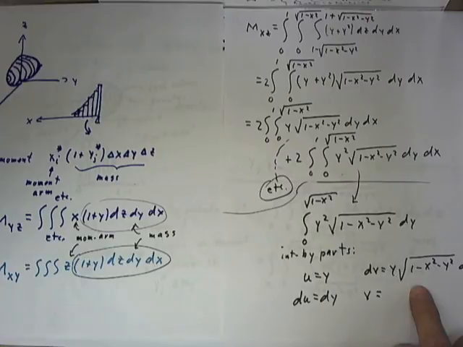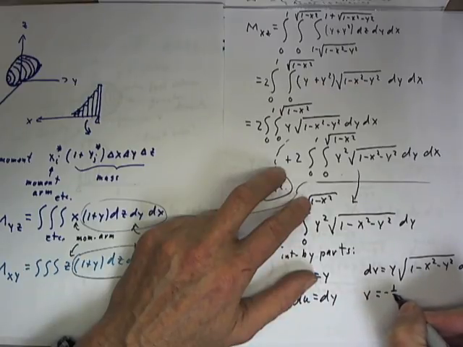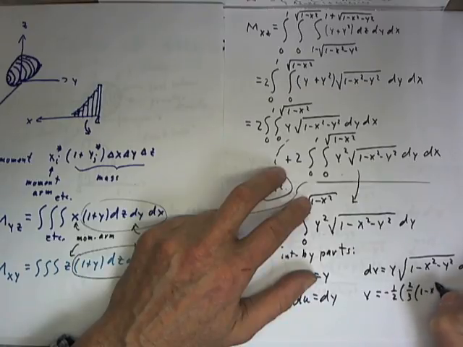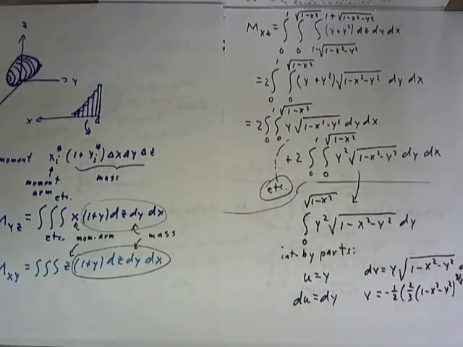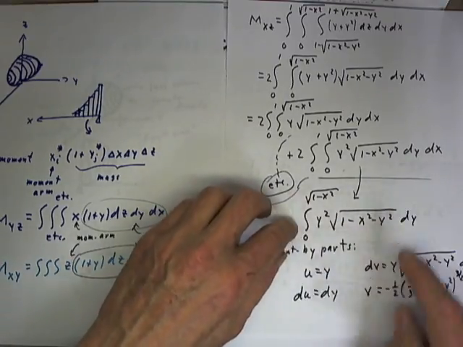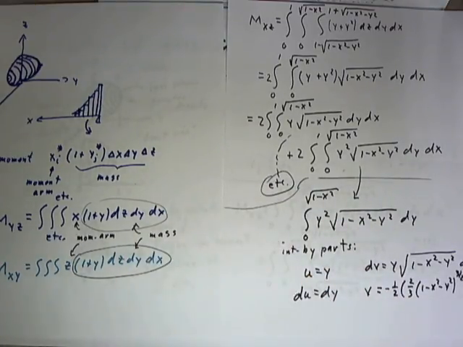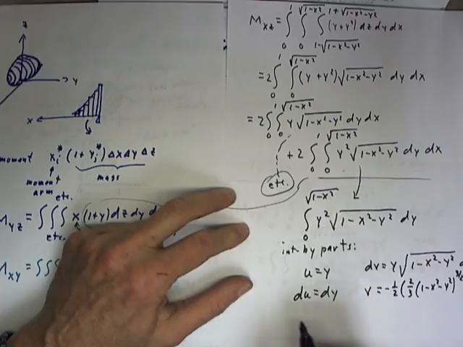So we're just going to say that if dv equals this, then v equals what? It's going to be negative 1/2 times 2/3 times 1 minus x squared minus y squared raised to the 3/2. So that, using integration by parts, this integral is uv. When this is all multiplied out, this is a negative 1/3 times the 3/2 power.